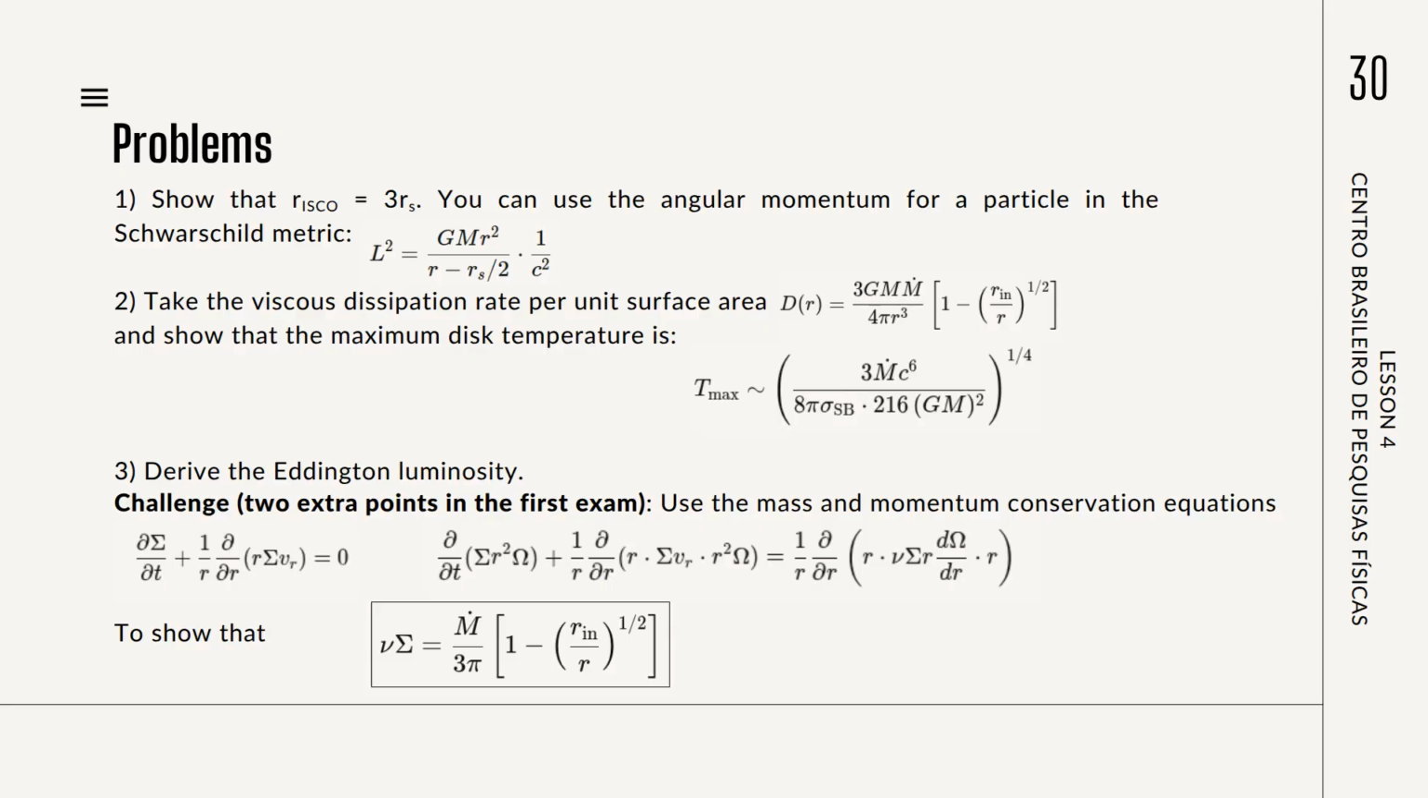Now, Anna, what happens to the maximum temperature of the disk if I increase the mass of the black hole to a higher mass? The square root. But if the accretion rate increases, the temperature increases. Yes. And I think these are the most important.